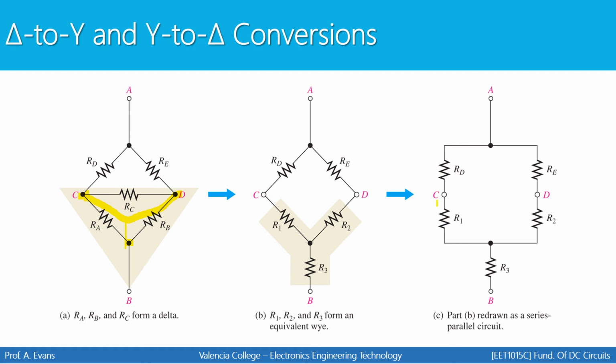We can easily see that RD and R1 are in series, RE and R2 are in series, and these two branches are in parallel. Once I combine those, the two branches are in series with R3. Then I can find total resistance, I can find total current, I can continue on with the problem. So this is where a delta to Y conversion becomes extremely helpful. Otherwise, analyzing this bridge circuit is quite complex.